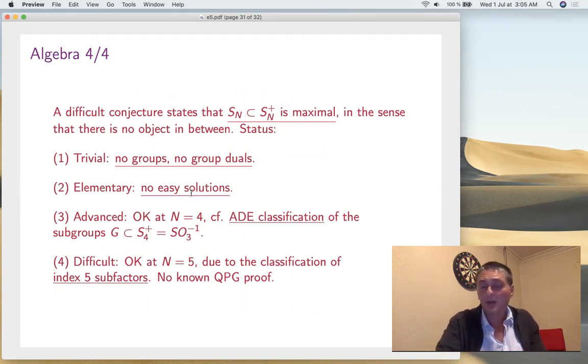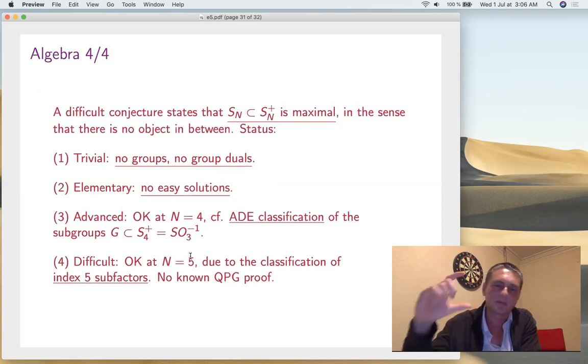Now at n is 4. At n is 4, remember, S4 plus is SO3 minus 1. So this means that you can classify all those groups, right? You can classify them and there's nothing between S4 and S4 plus. Now at n is 5, you can go to this work of Morrison and the others. They just classified subfactors of index 5 in a series of papers. You check what they did and the solutions. And yeah, there's nothing between S5 and S5 plus.